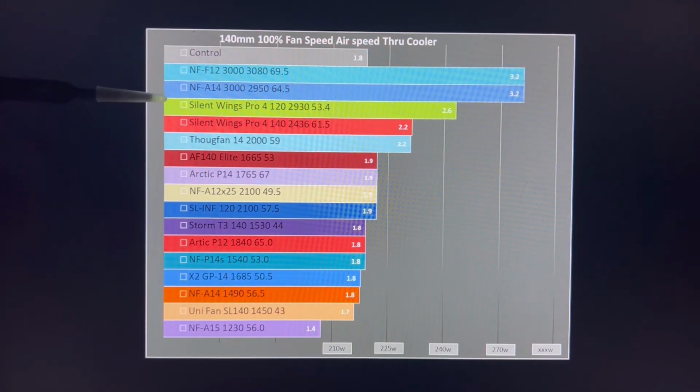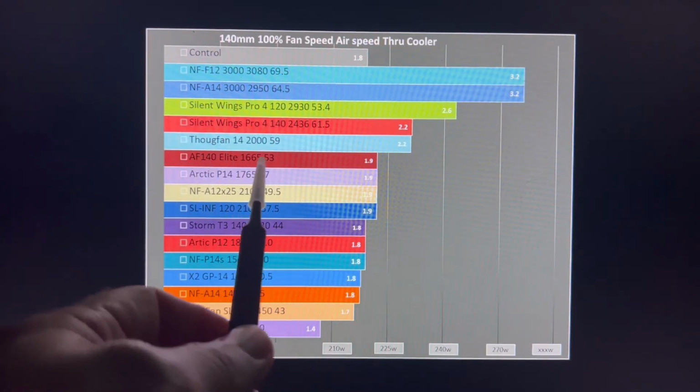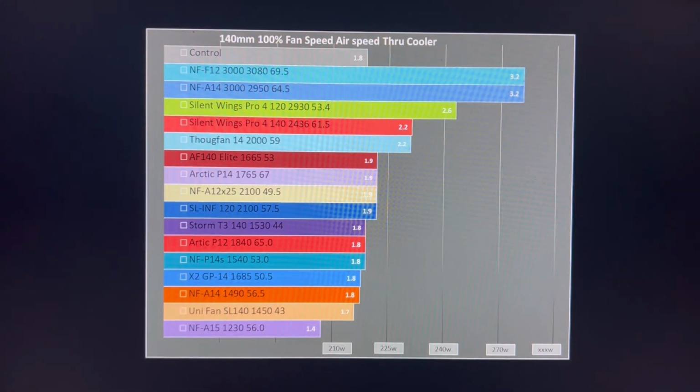The top performers are the Silentwings 4 Pros, the 141, at 2.2 meters per second. We continue to move down. Here's the Corsair AF140 Elite at 53 decibels, moving 1.9 meters per second of air. So it's a pretty good result, but not quite at the top end. It's not bad, but it's not utterly fantastic. Its noise level is pretty good, but for the same noise level in the 140 millimeter class, none are really there. The 120s tend to do a little bit better.